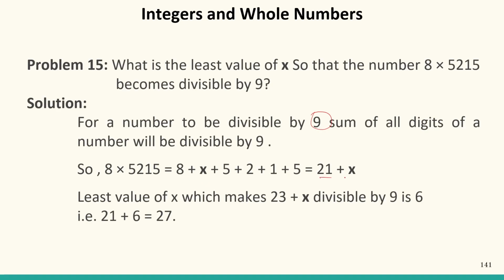So it will be 21 plus x. So 21 plus 6 will be 27. That is actually divisible by 9. Okay, so this is actually a whole number. This position is not given to us. Don't take it as multiplication. This is not multiplication. Okay, so what should be the value of x so that the whole number is divisible?